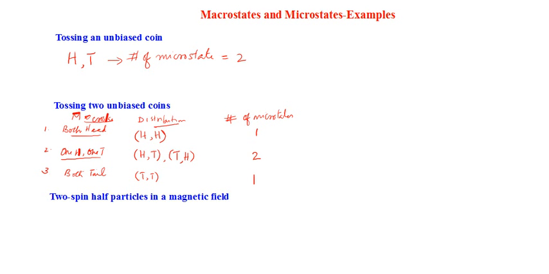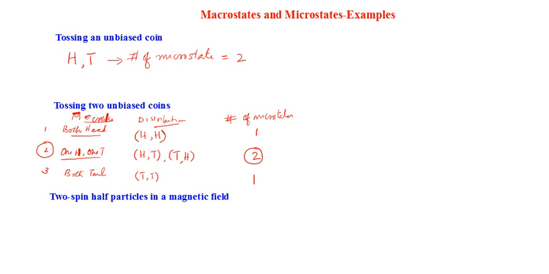Please note that the number of accessible microstates for different macrostates is not equal in this particular experiment. You can see that the second macrostate has the largest number of microstates. It's a very simple system, which is why the difference is only 1.